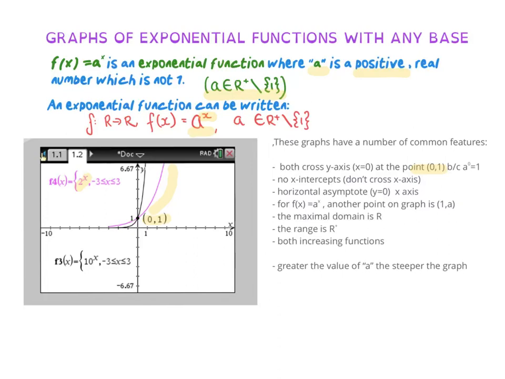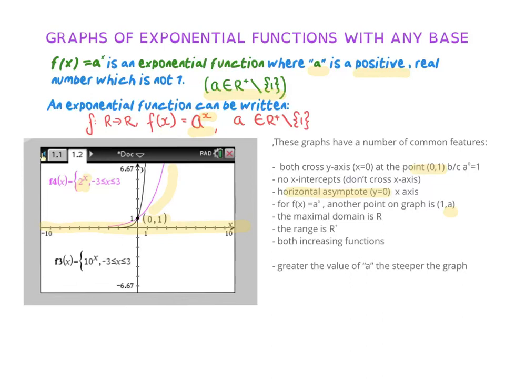We can see it actually doesn't cross the x-axis at all, and so we have a horizontal asymptote. It never touches this line here, it always just goes along, and that's the asymptote at the x-axis. And if you want to find another point, if you put x is 1, 10 to the power of 1 is 10, and 2 to the power of 1 is 2. So on all exponential graphs, if you put x is 1, you'll get whatever the base is.